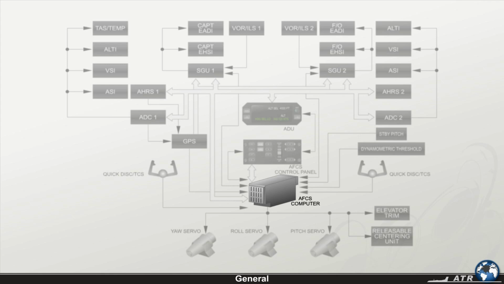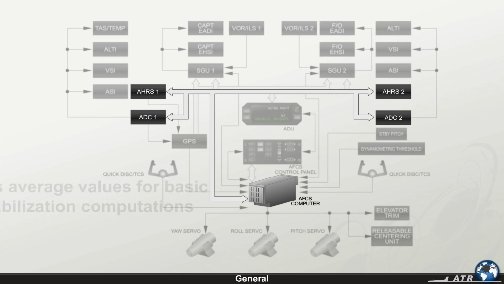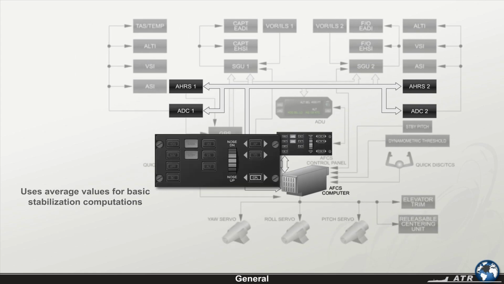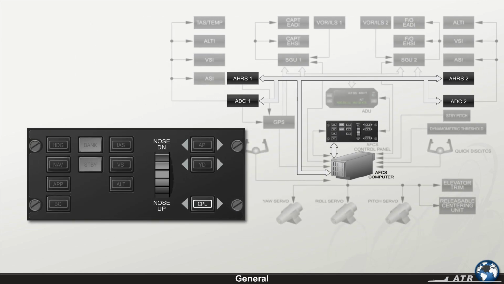The Automatic Flight Control System computer uses data from the Captain's and First Officer's Air Data Computer and Attitude and Heading Reference System. The system uses an average value for basic stabilization computations. For guidance computations, the Automatic Flight Control System computer is coupled either to the Captain's or First Officer's side via the coupled push button on the AFCS control panel.